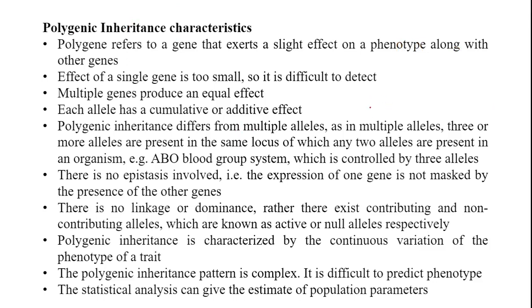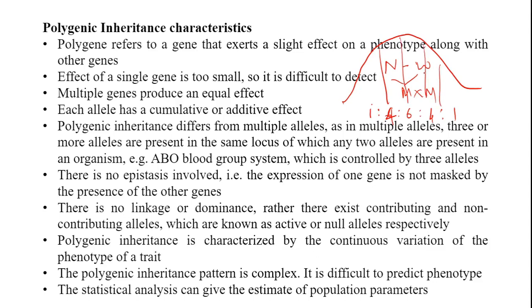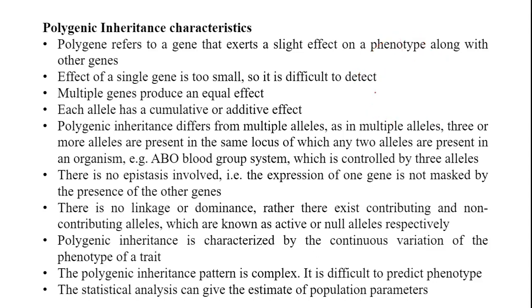As I said earlier, when a Negro marries a white, it produces a mulatto. And when the mulatto is self-crossed, it produces genotypes in the ratio of 1:4:6:4:1. One end is Negro. If you plot a graph, it shows continuous variation, a parabolic or bell-shaped curve. The genic interaction is very complex, and it is difficult to predict the phenotype externally. But with statistical analysis, it is easy to calculate that.